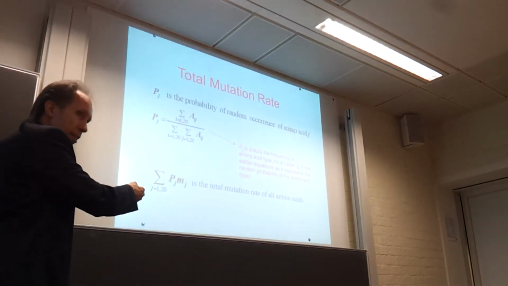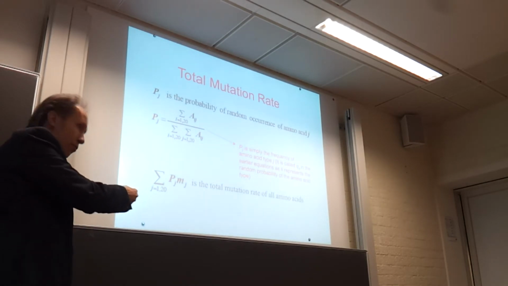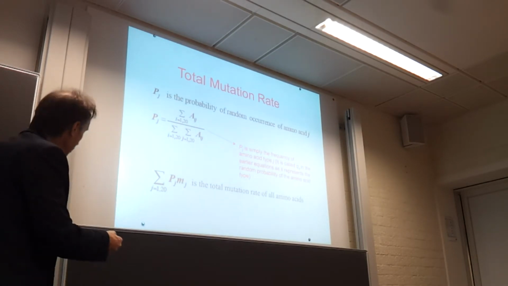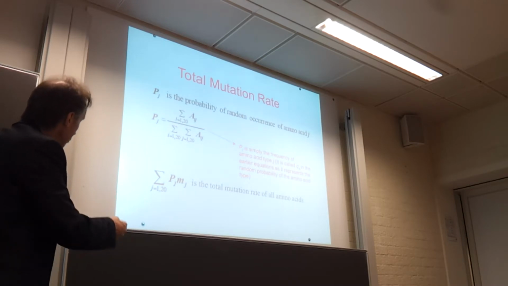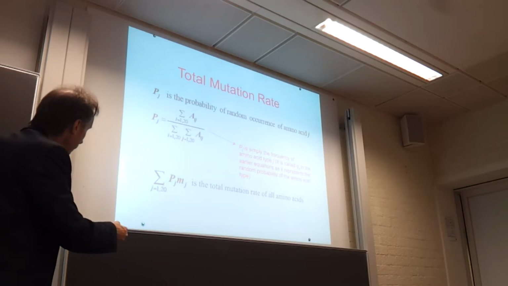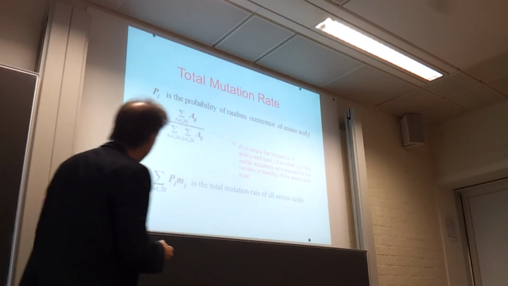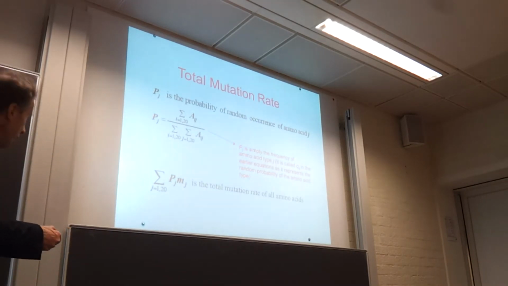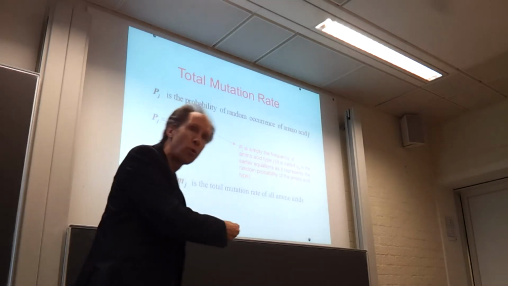Here we have this other thing, just the frequency of that amino acid, the random chance for it being there. And if you multiply those two things, the mutability times this frequency, the base probability, then you have the total mutation rate of that amino acid. And if you add everything up, all 20 types, you get the total mutation rate over all amino acids.